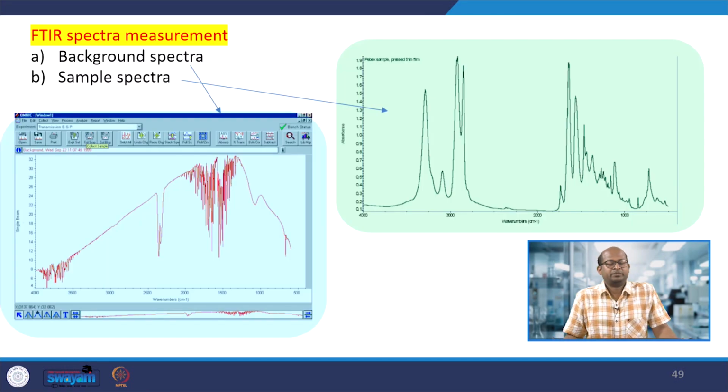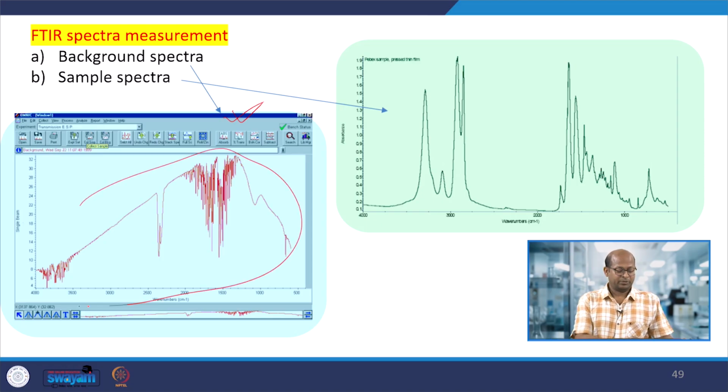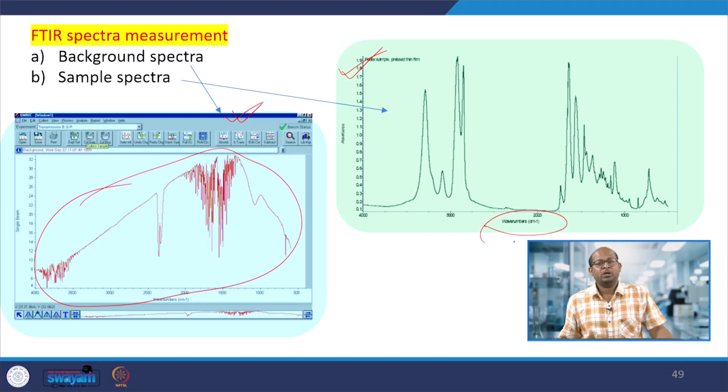So in FTIR, when we do sample analysis, initially we have to measure the background spectra, which is the background signal. Once we get the background spectra, after that we place the sample and we get the sample spectra. Here the x axis is wave number in centimeter inverse, and the y axis is in terms of absorbance, or we can also express it in terms of transmittance.